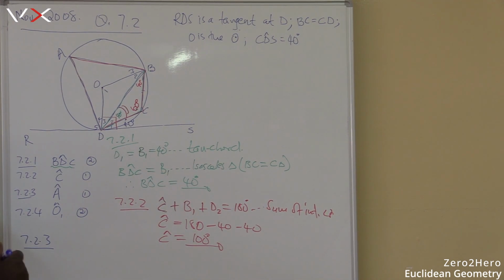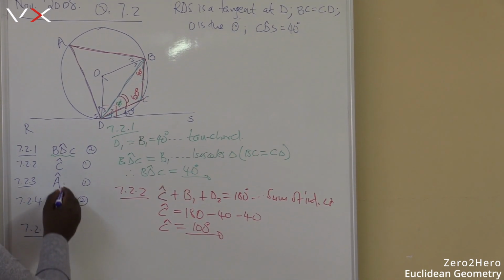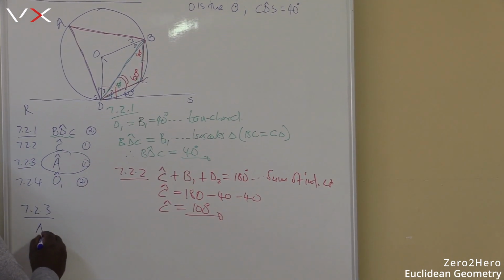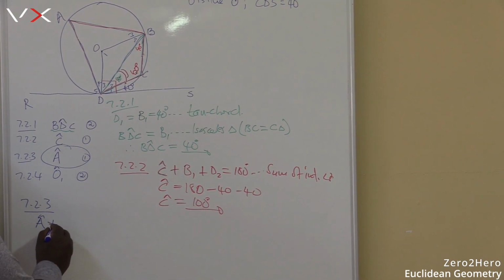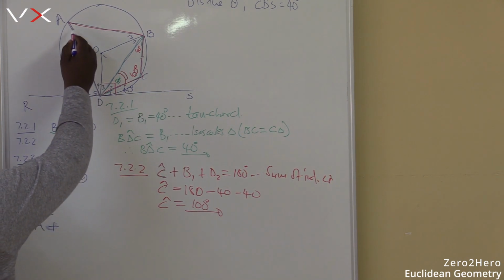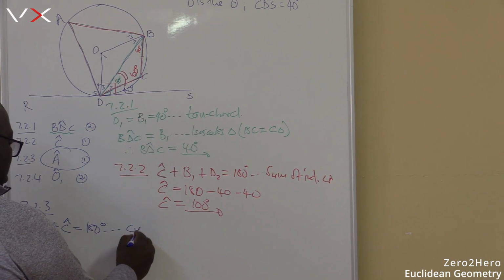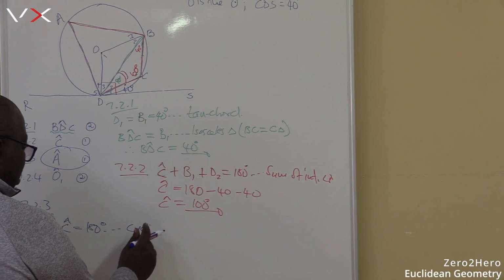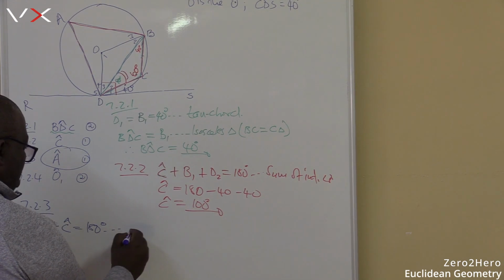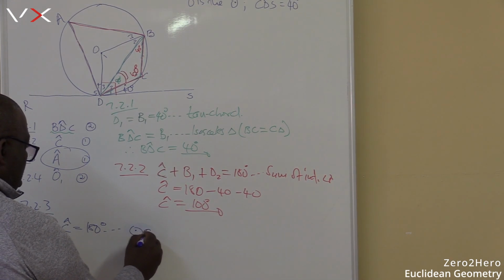Let's do this thing. We're looking for angle A. Angle A plus angle C is equal to 180 degrees. Reason: we've got a cyclic quad.